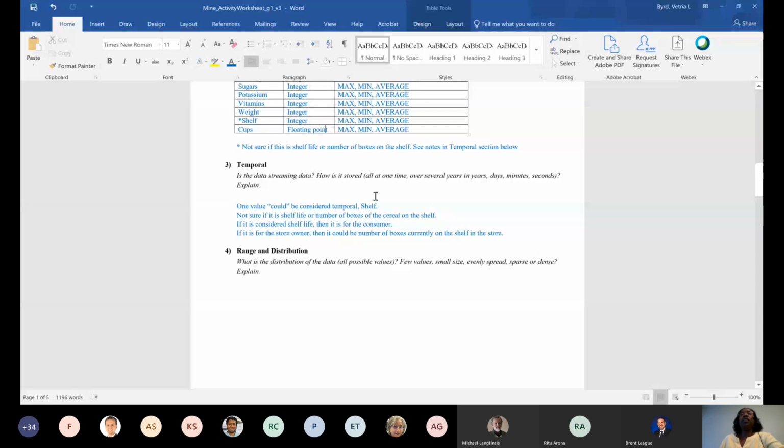Again, I noted that I'm not sure if it's the shelf life or the number of boxes on the shelf. These are notes that I'm making to myself. If it's considered to be shelf life, then maybe it's for a customer. That's who my audience is. If it is for the store owner, or the place that's selling the cereal, it could be the number of boxes currently on the shelf.